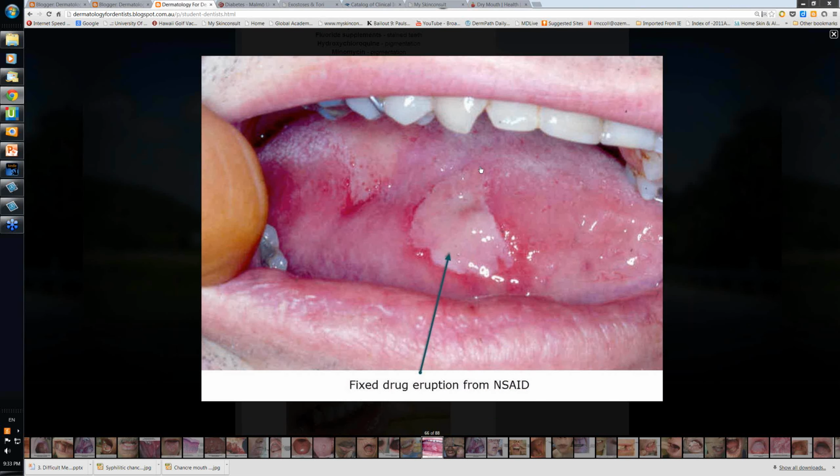This was a fixed drug reaction induced by a non-steroidal anti-inflammatory on the surface of the tongue. This will heal, because usually these drugs are only taken intermittently. They're not taken all the time. That's the thing about fixed drug reactions. And so you might go 2 or 3 weeks and then take it again, and bang, you'll get exactly the same thing coming up in exactly the same area. The lips are also commonly involved with fixed drug reactions.